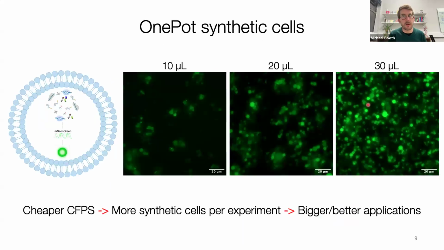And so just to wrap up this one-pot part, for me, the most exciting part about one-pot is that basically we can get cheaper PURE cell-free protein synthesis, which allows us to then make more SNAK cells per experiment, right? Much, much cheaper. And hopefully this will allow us to do much bigger and better things, both in the lab, but also, as a field.